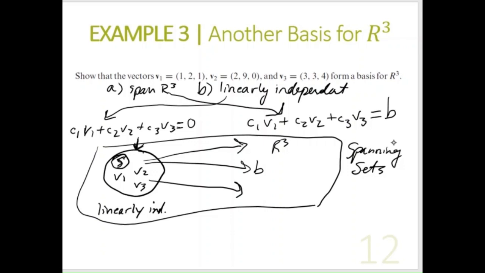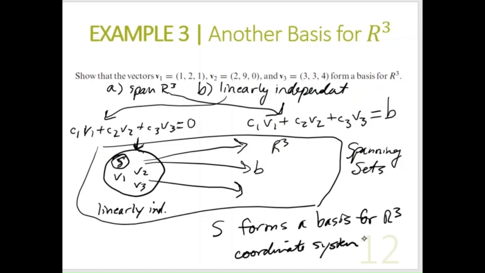So we're doing two different things here. But if we can do both of these things, if we can show that the vectors in S are linearly independent, and we can show that S spans R3, then we're going to be able to determine that, yes, S forms a basis for R3 in describing the coordinate system. So now our basis and our coordinate system are going to go hand in hand, and you'll see that as we go through some of these things.